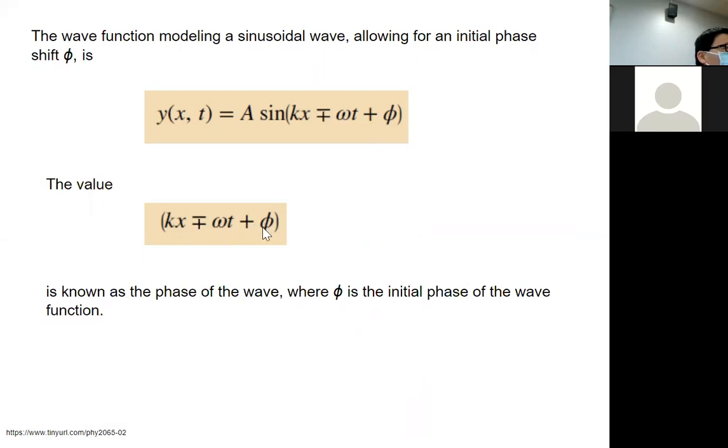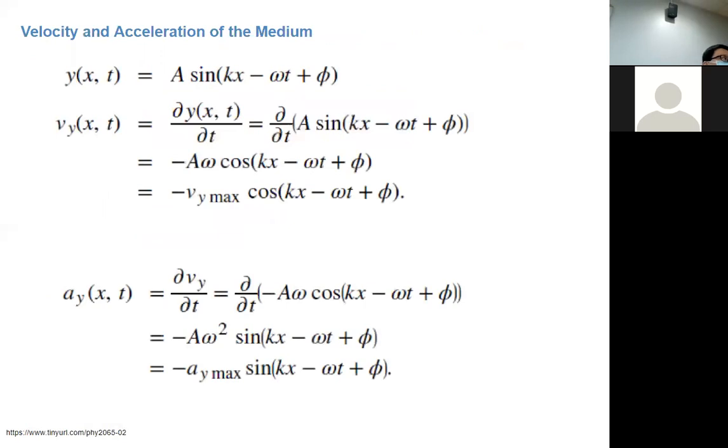All right. So all this together is called the phase of the wave, and then phi is the initial phase. That means when x equals 0 and t equals 0, that's the initial point. So you have a function y as a function of x and t. Now y is the displacement of the medium from the equilibrium point.